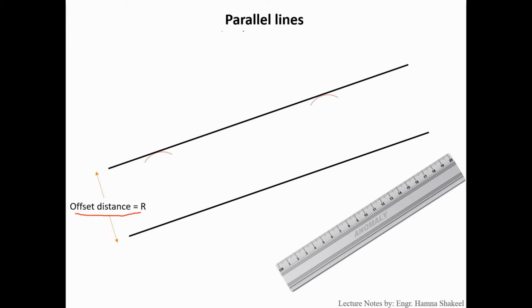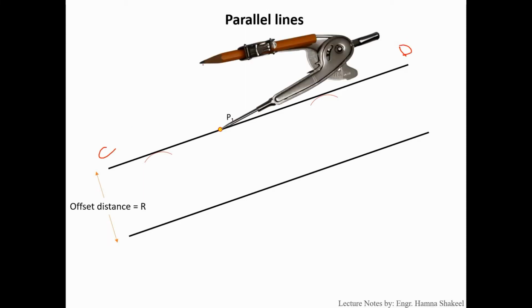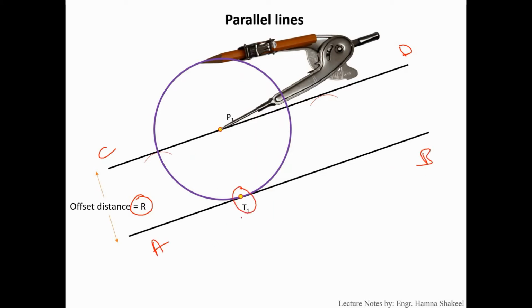There are a few characteristics of these two parallel lines that we can use to draw fillets and rounds. If you take any point on either of the two lines, let's say point P1 on this line CD, and you take a compass, open it equal to that offset distance and draw a circle, this circle will touch the other line at a tangent point.